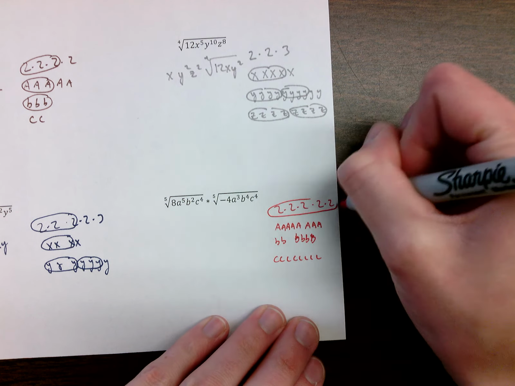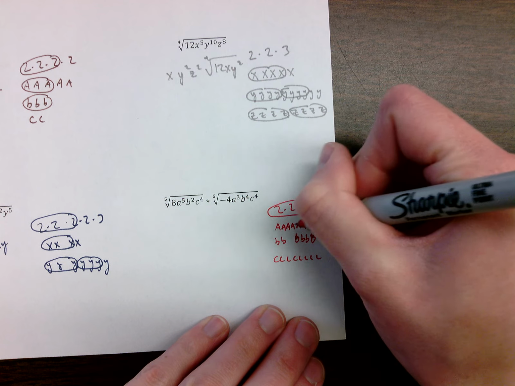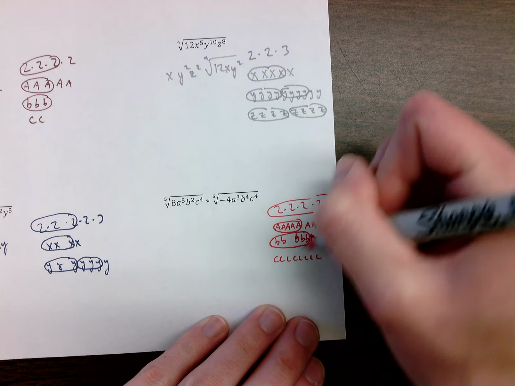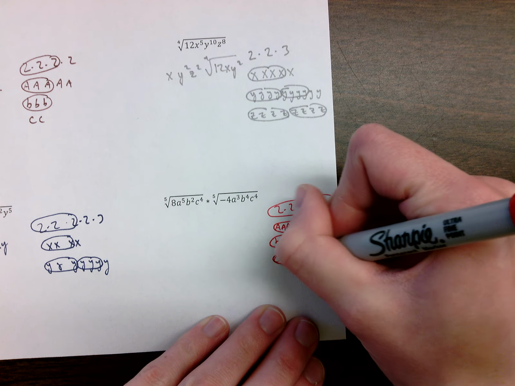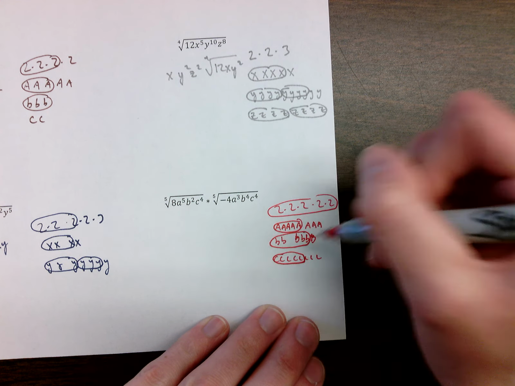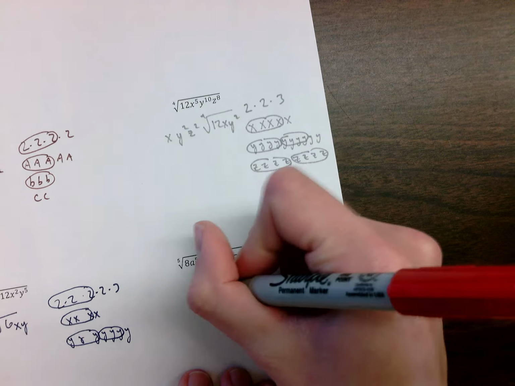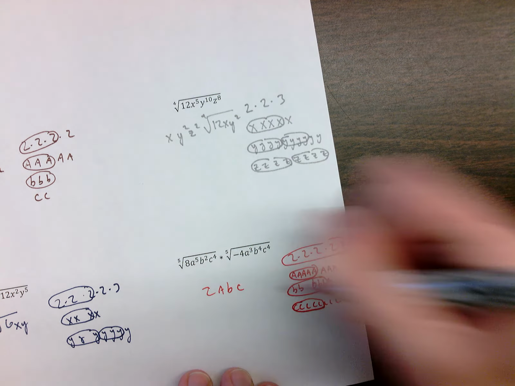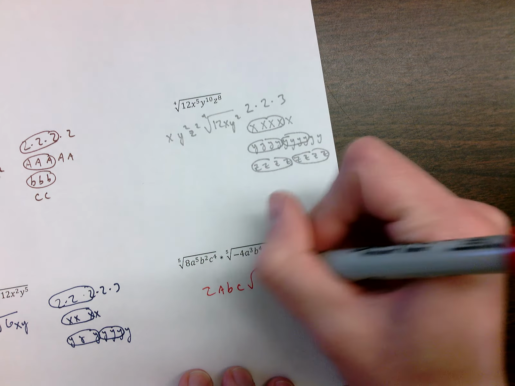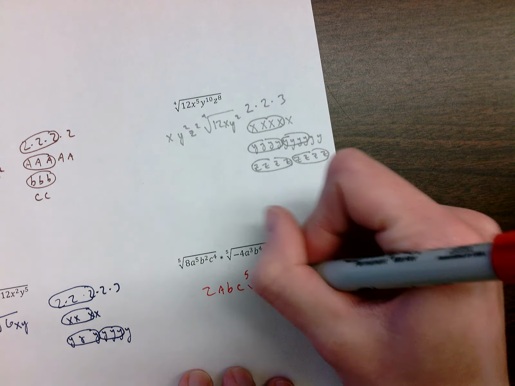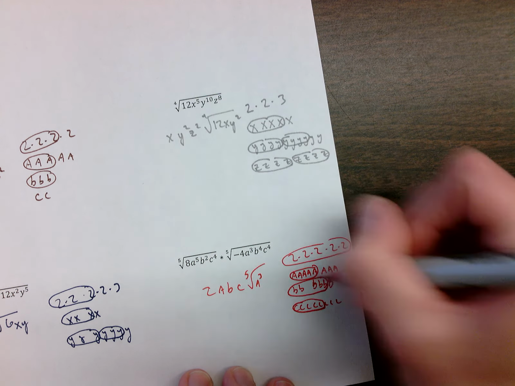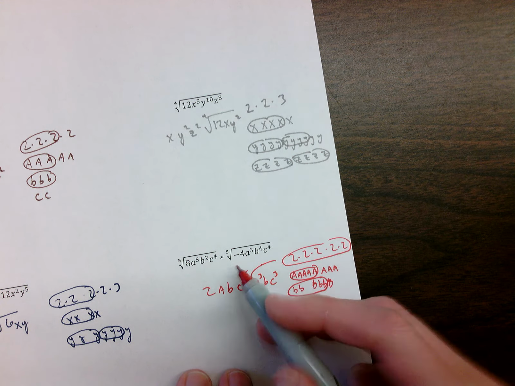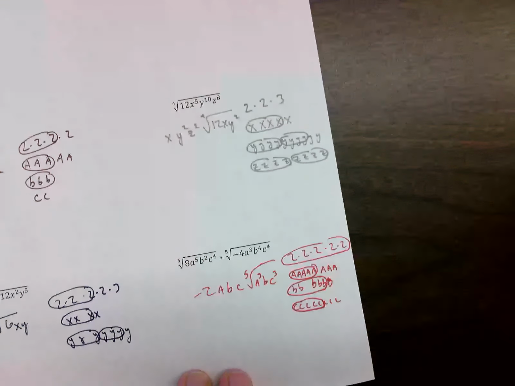So here's a set of 5. 3, 4, 5. There's a set of 5. Here's a set of 5. There's a set of 5. So I'm going to have a 2 on the outside. I'm going to have an A on the outside. I'm going to have a B on the outside, a C on the outside for my sets. I have 3 leftover A's. I have 1 leftover B. And I have 3 leftover C's. And don't forget about that negative right in the front.